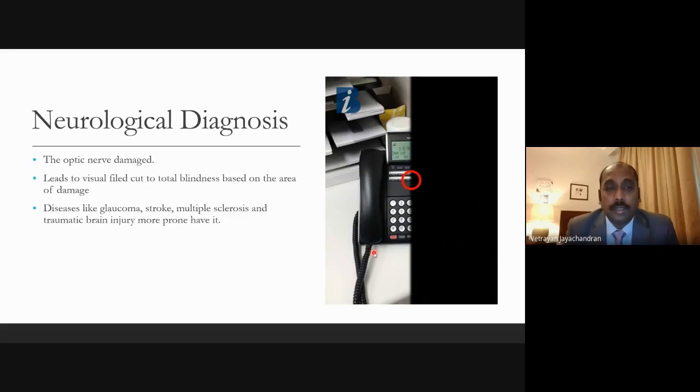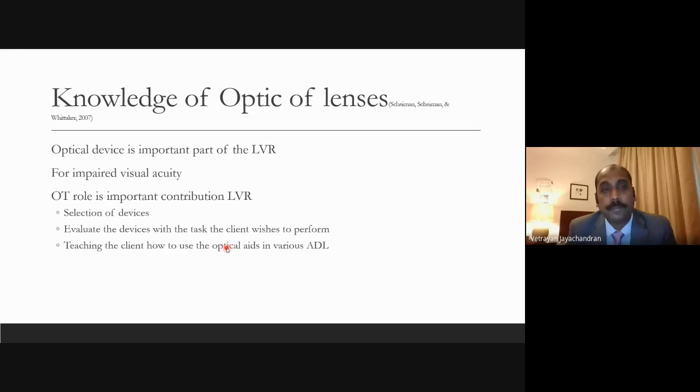So neurological diagnosis, mainly the optic nerve is getting damaged, so you will have a visual field loss. So some conditions like glaucoma, stroke, or multiple sclerosis.